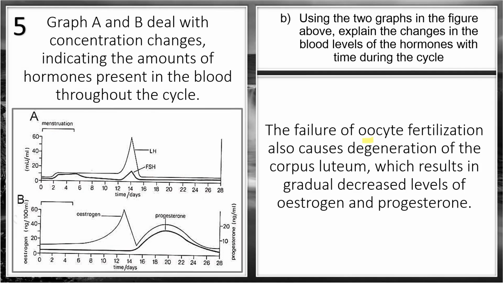The failure of the oocyte fertilization also causes degeneration of the corpus luteum, which results in the gradual decreased level of estrogen and progesterone. That is, if the corpus luteum is degenerating, the level of estrogen is going to reduce. At the same time, the level of progesterone will reduce because there is less production of these hormones as the corpus luteum is degenerating.